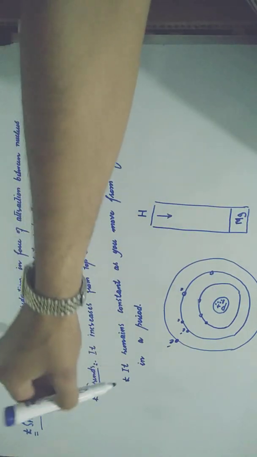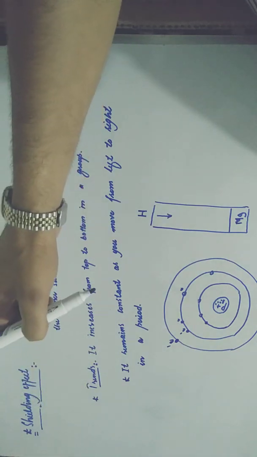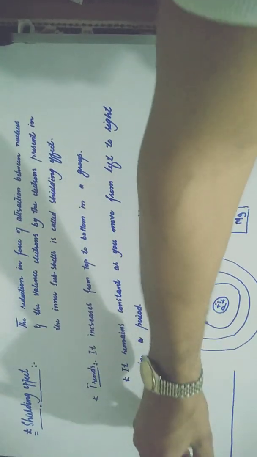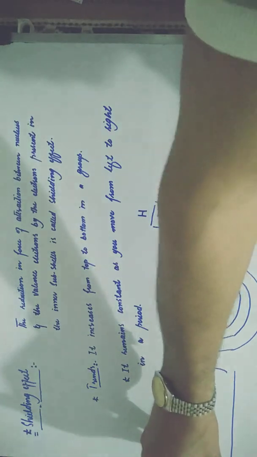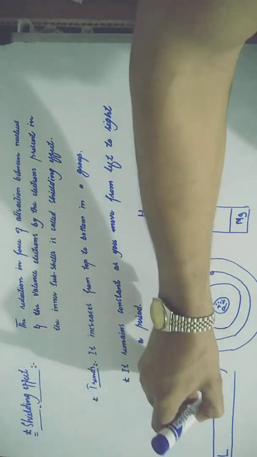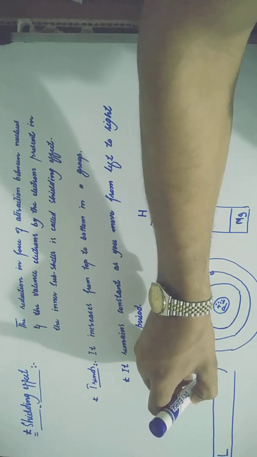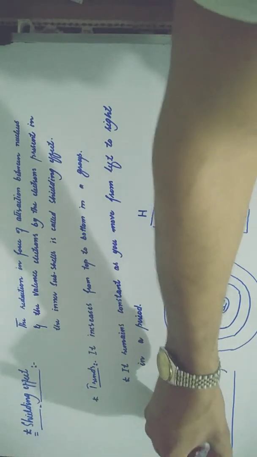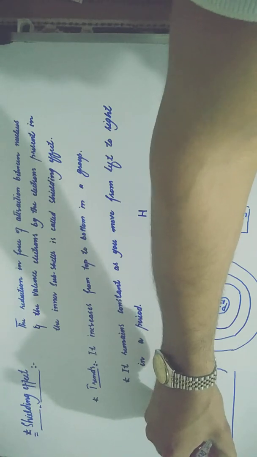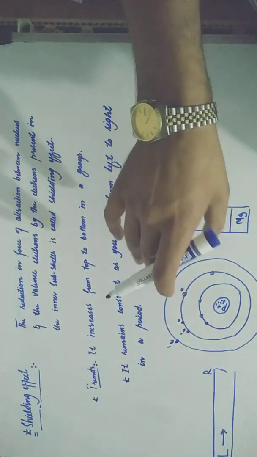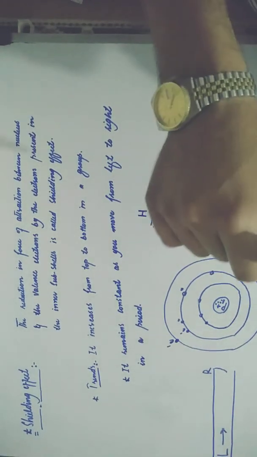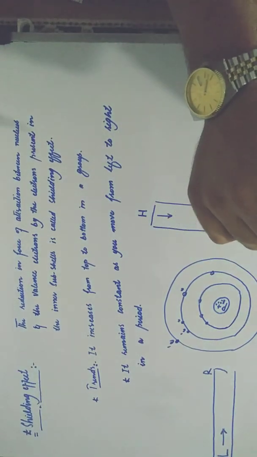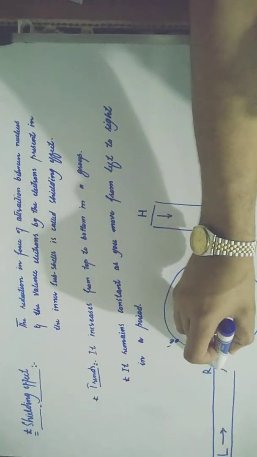As you move from left to right in a period, the horizontal rows are the periods. So if you move from left to right, like this is the left side and this is the right side, the shielding effect remains constant. You must remember these two trends, and you will have to write them down if they ask you in the exam what the trends of shielding effect are.